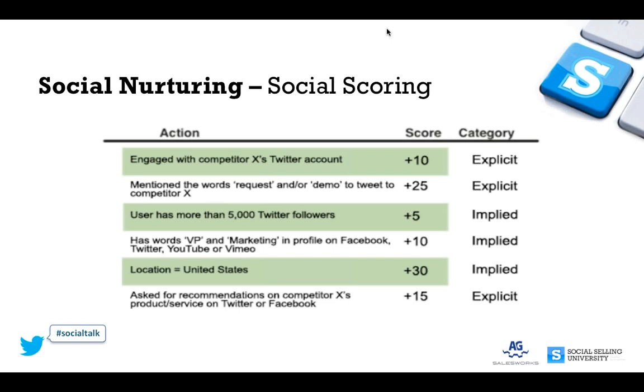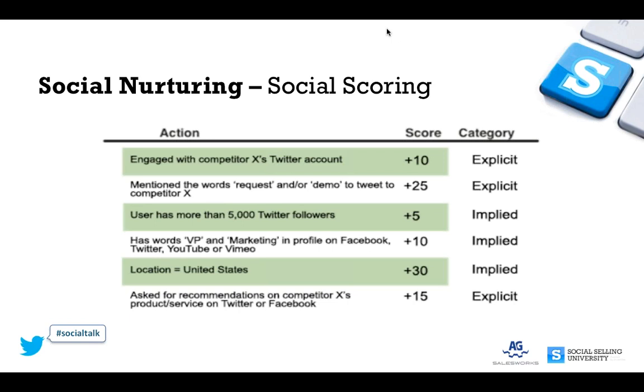So this is a great example. Prospect has engaged with Company X's Twitter account, so that's worth 10 points. If they have a VP in their profile, that might be worth higher points than, say, a manager, which wouldn't be as high a point value. If you're located in the U.S., and again, depending on what your product is and what your target area is, you can dictate what the point value is for that. What this does is it's defining the behaviors of your prospects that are going to indicate a likelihood of them buying. And it also is going to give you an idea of when you should be engaging with them for the sales process.